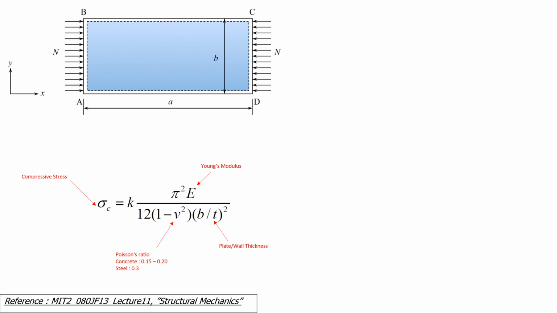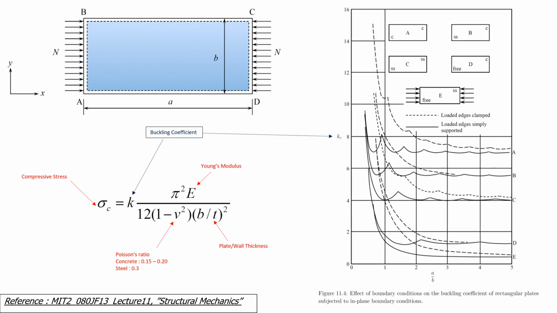The thinner the plate, the lower the elastic buckling strength. The wider the plate, the lower the elastic buckling strength. The elastic buckling strength of the plate also depends on the boundary condition. The better the boundary condition, the higher the elastic buckling strength. The factor that determines boundary conditions is called the buckling coefficient.